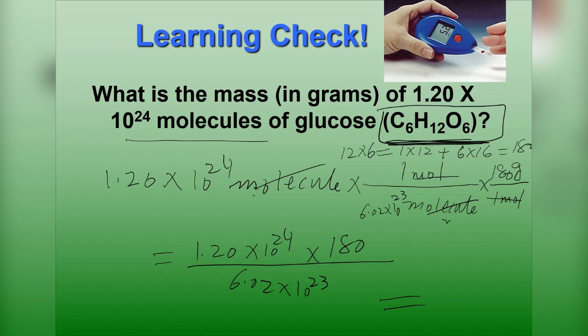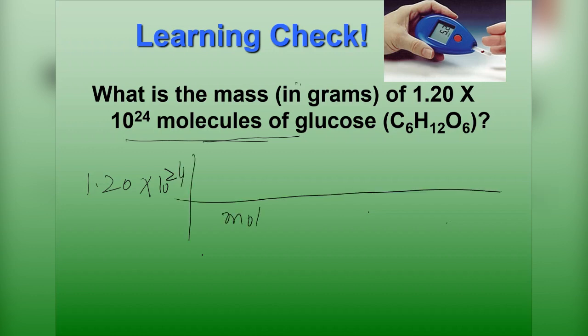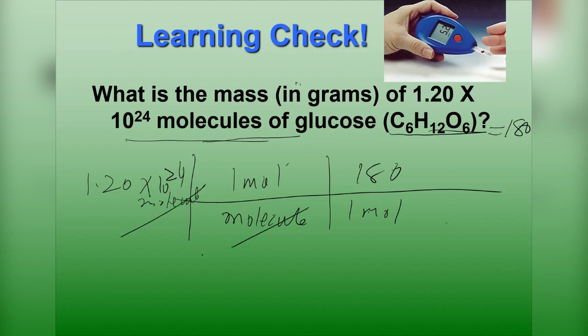So you cannot go from molecules to mass until you change into moles. Let me write it down one more time. 1.20 times 10^24. These are molecules, and these are molecules. 1 mole, and then 1 mole. Find the molar mass of this, 180. So this cancels out. Then multiply this by this and divide by this.